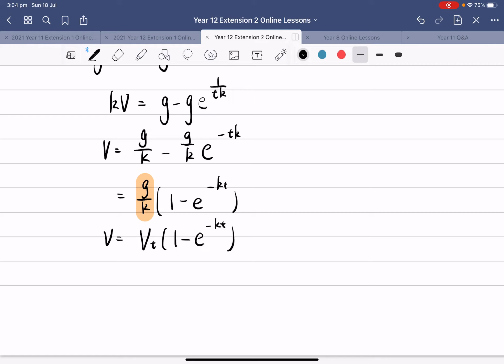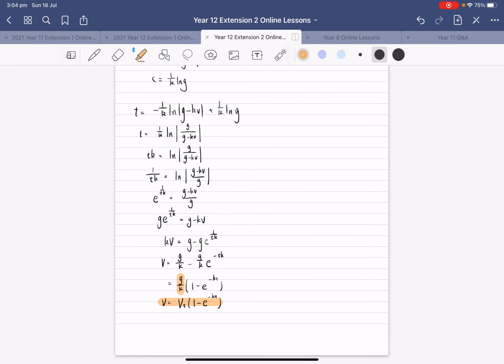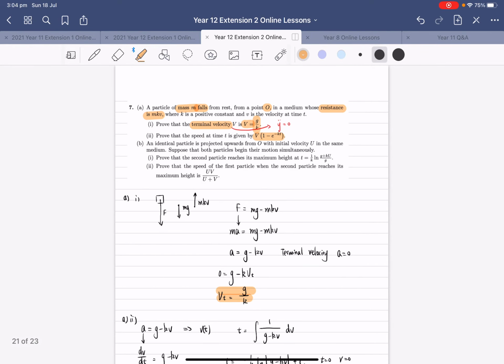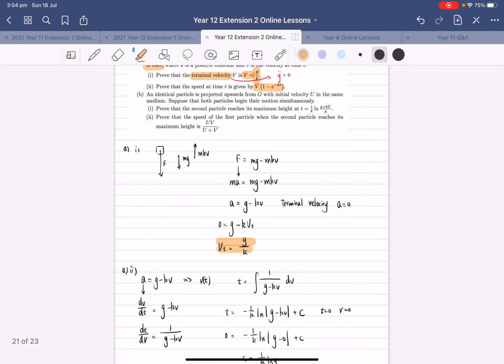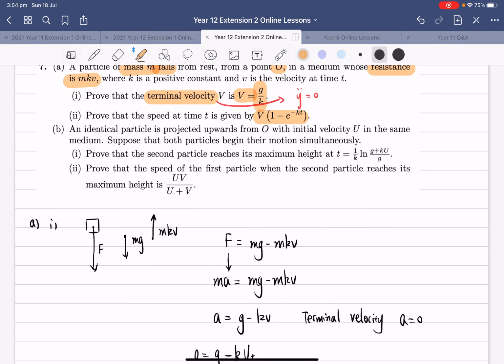So that's how you do the second part of question A. It's not that hard, to be honest. As usual, the process is just being able to change the equation of motion from one to another. Now let's move on to question B.